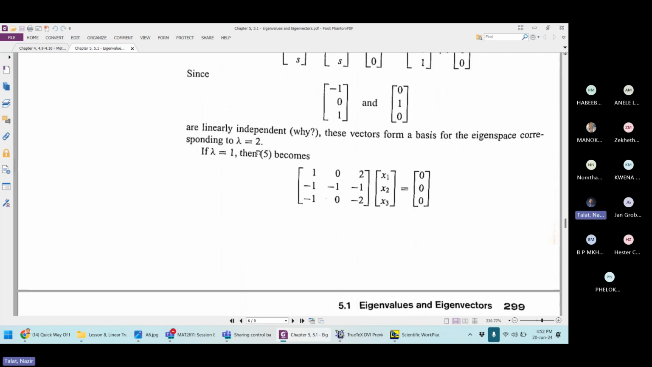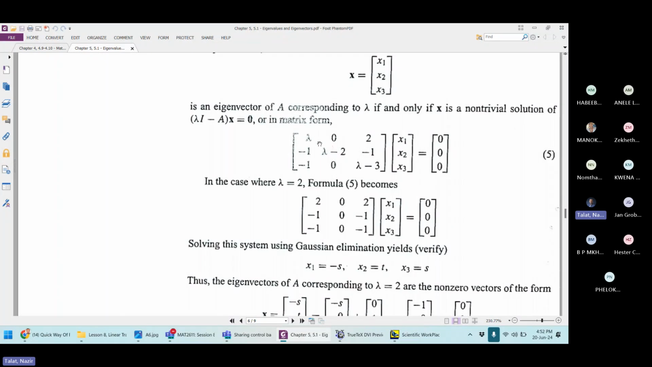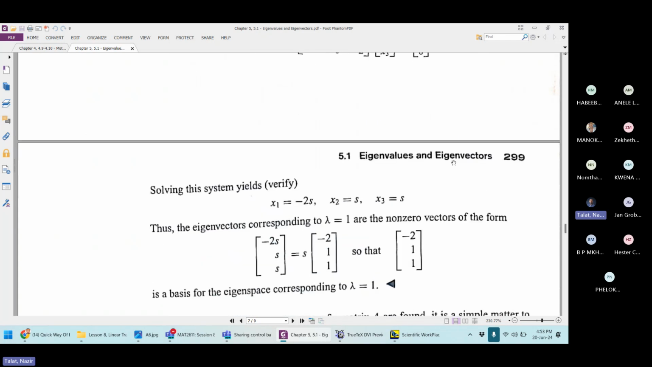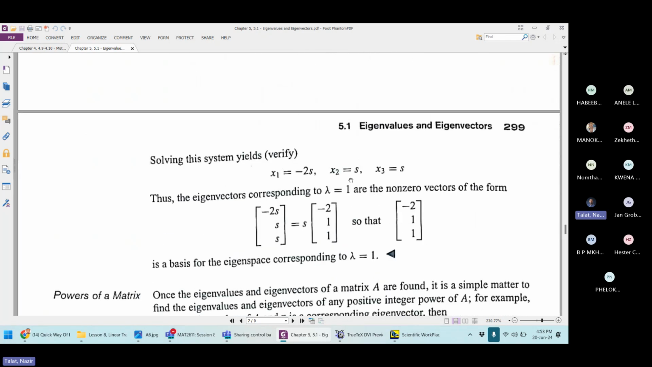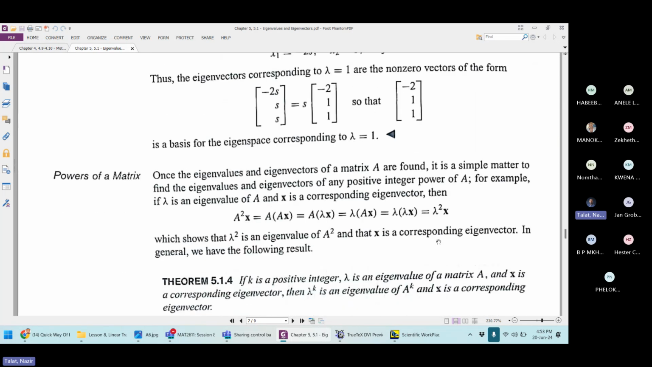Now, similarly for lambda equal to 1, just put the value lambda equal to 1 in this system, and it will again give you a homogeneous system. When you solve it, you can get its solution, and when you take s common, you will get the basis of that. So this basis is called the eigenspace corresponding to lambda. So this is the method to find the eigenvalues and eigenvectors.